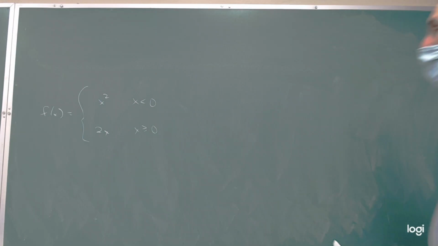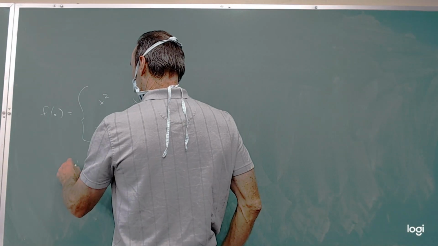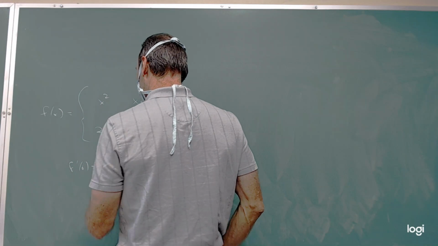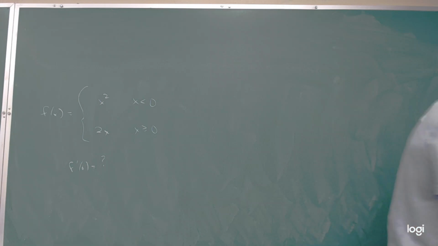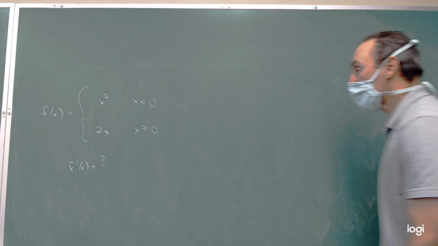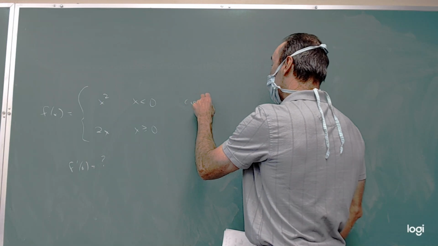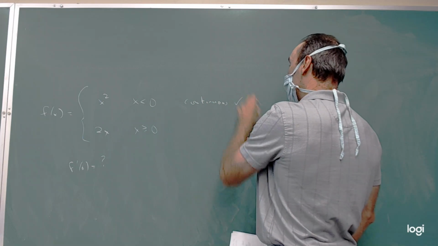So, the question is, does f prime of 0 exist? First, is it continuous? You plug in 0 into both pieces, you get the same thing. So we check the continuity box, right? So continuous, yep, it is.